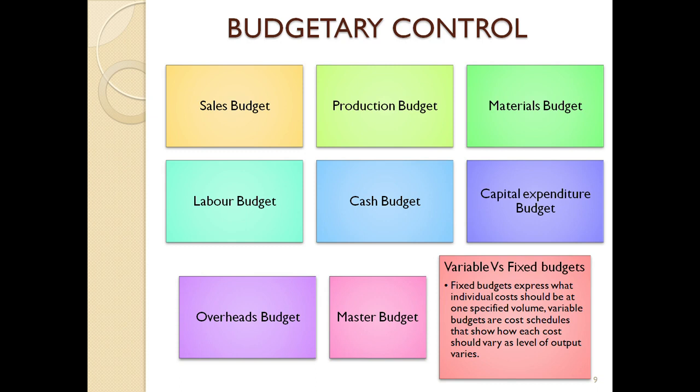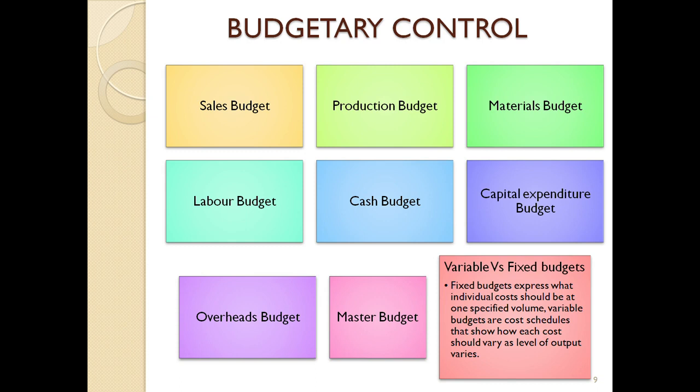ओवरहेड्स बजट. Then there can be a master budget which incorporates all the kind of costs, a summary of the entire budget system of an organization, that will be your master budget, a comprehensive detailing of the costs. And last is variable versus fixed budgets or fixed versus flexible budgets.